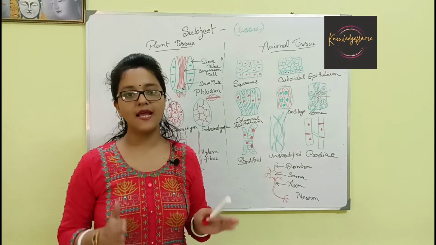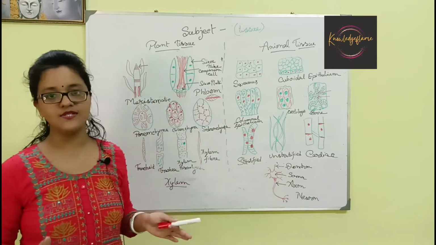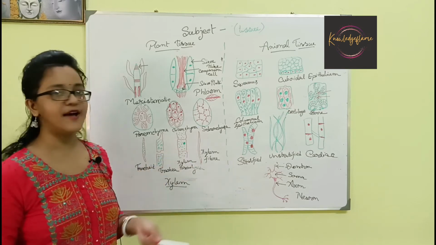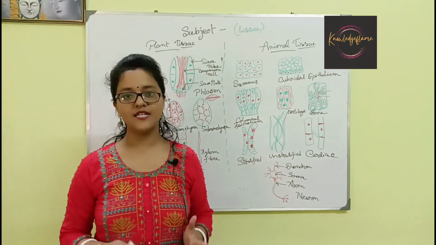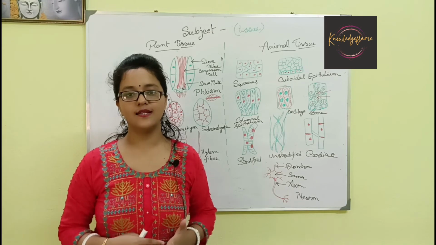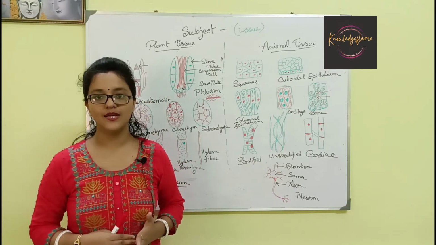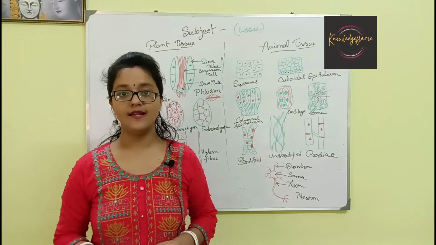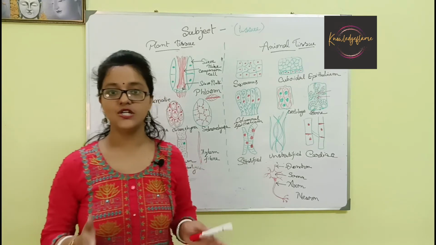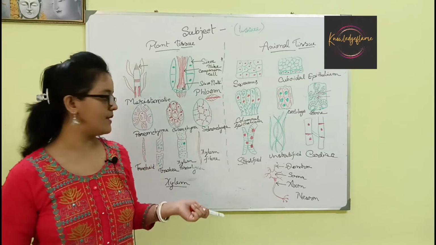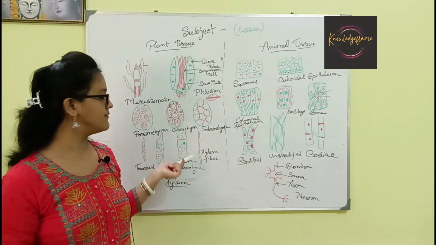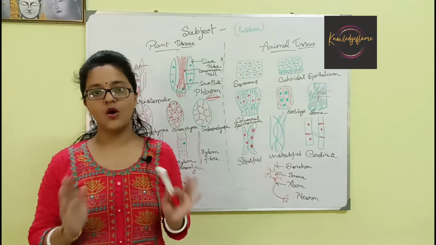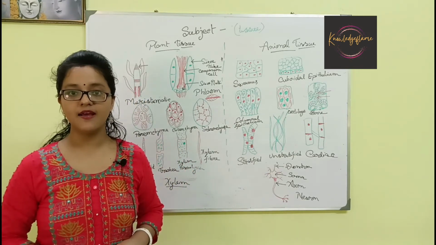Now the main components of xylem are trachea, xylem parenchyma, and xylem fiber. Xylem, the complex permanent tissue, helps in the conduction of water from root to the upper portion of the plant, and the components are generally dead except xylem parenchyma. Xylem parenchyma is the only living component of the xylem. Now the components are covered by a lignified cell wall.